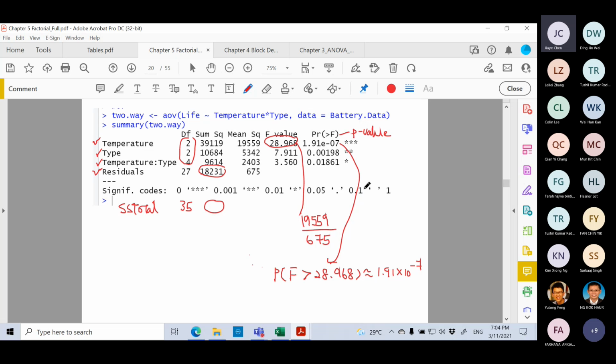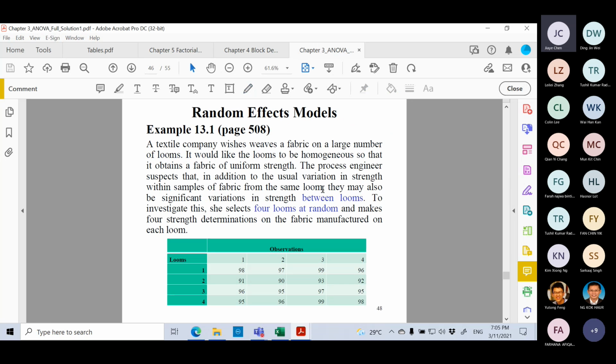On top of this, you also will know that the sigma square, the variance for this model, is equal to the MSE, which you can get from here, equal to 675. So the estimated variance will be equal to 675. This variance will be useful when you want to construct the confidence interval, because then you may need the sigma square. Or when you want to calculate the Fisher LSD and the Tukey test, you need the sigma square here.